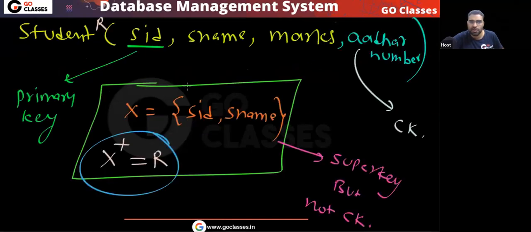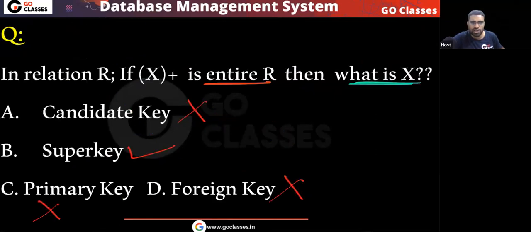So you can see here, for example, let's assume this is X. X is SID, S name. Now you can notice X can determine everything, all the attributes. But you can see that this X is a super key but not a candidate key. Is this clear? So now tell me the answer again for this question. If X plus is entire R, can I say X is a candidate key? No, but the answer will be super key.